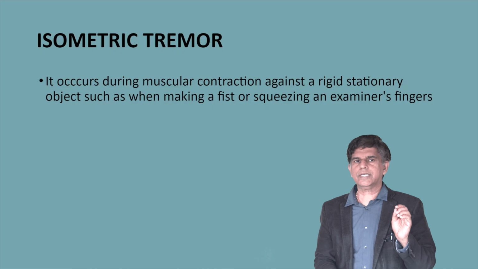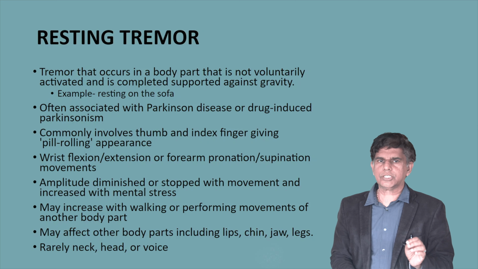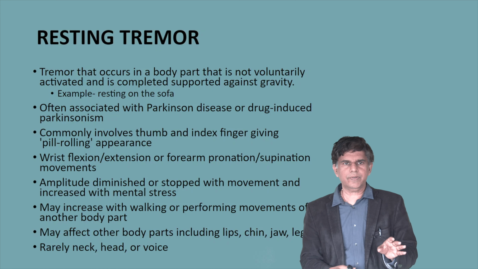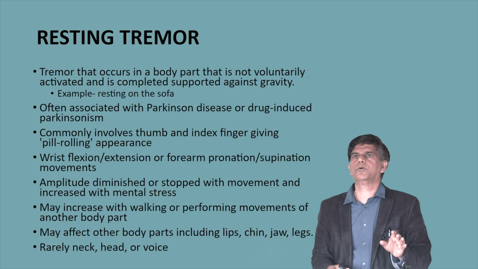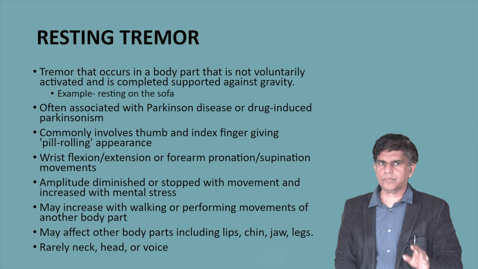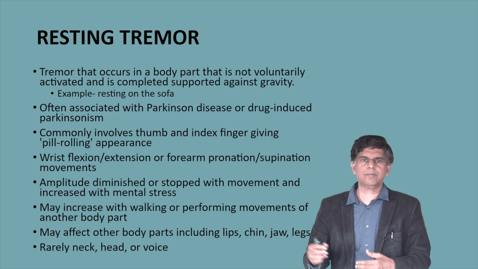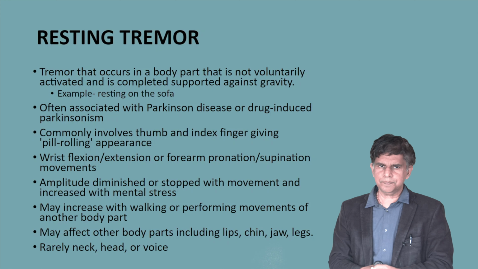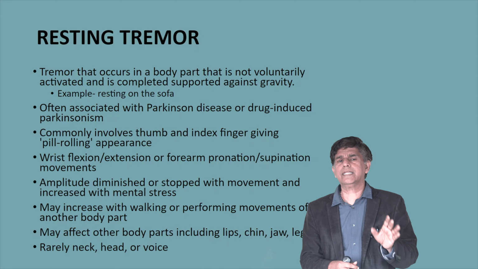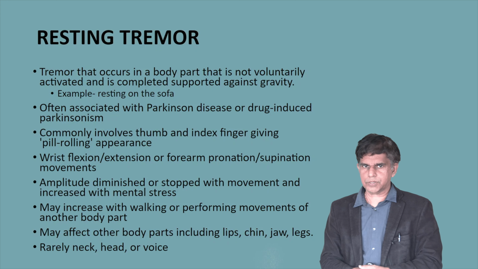And the other one is the resting tremor. When we talk about resting tremor, it is a tremor that occurs in a body part that's not voluntarily activated and is completely supported against gravity. That's called resting tremor. Example, you're resting on a sofa, right? It's completely supported against gravity. And mainly, two things you have to know are Parkinson's disease or drug-induced Parkinsonism.